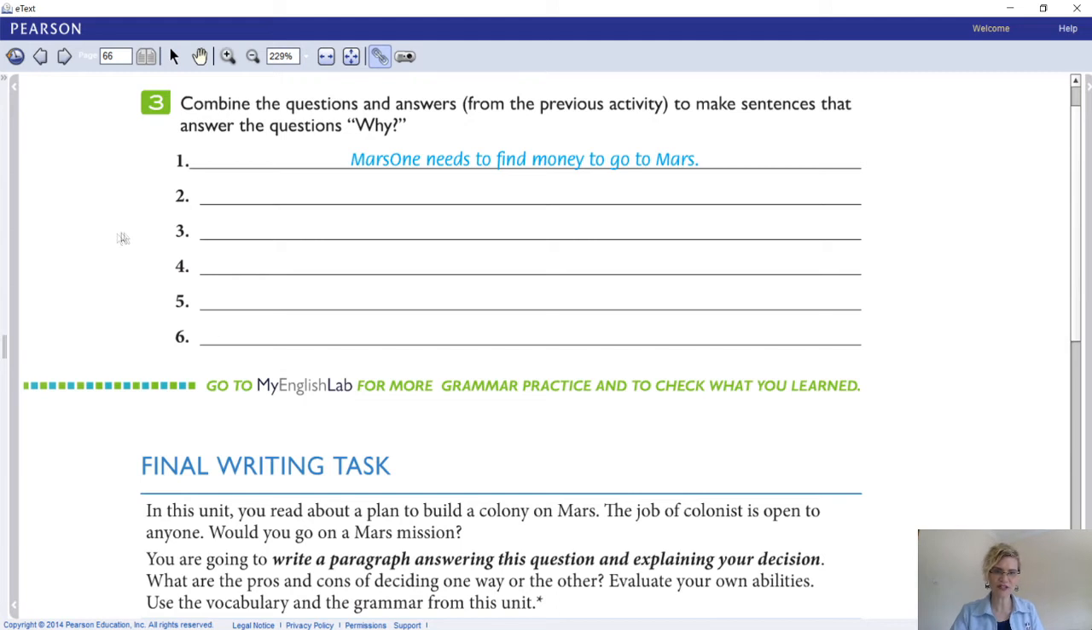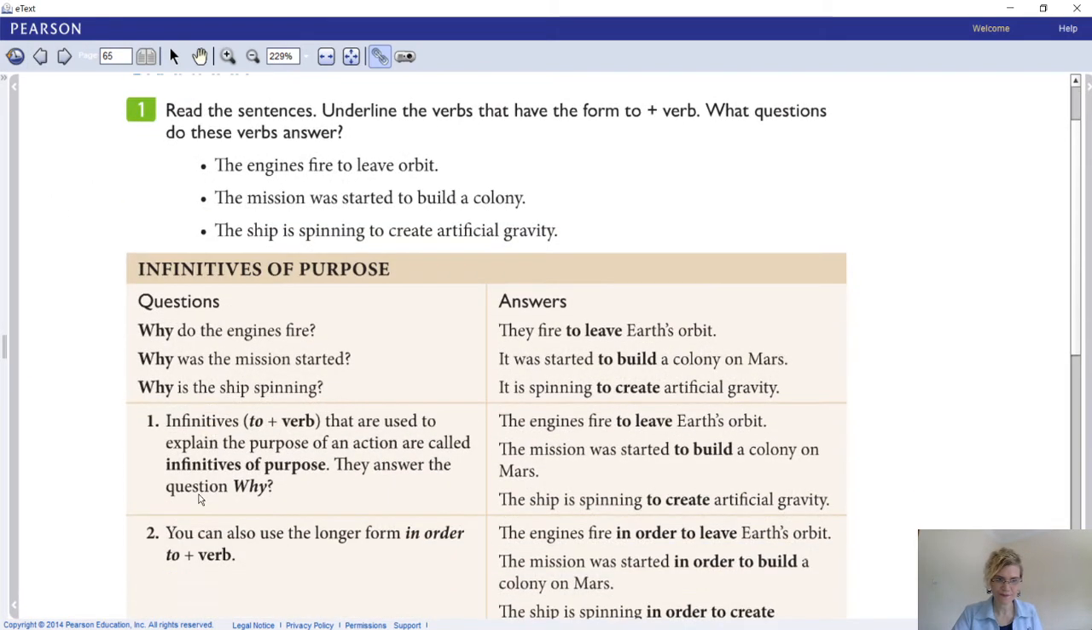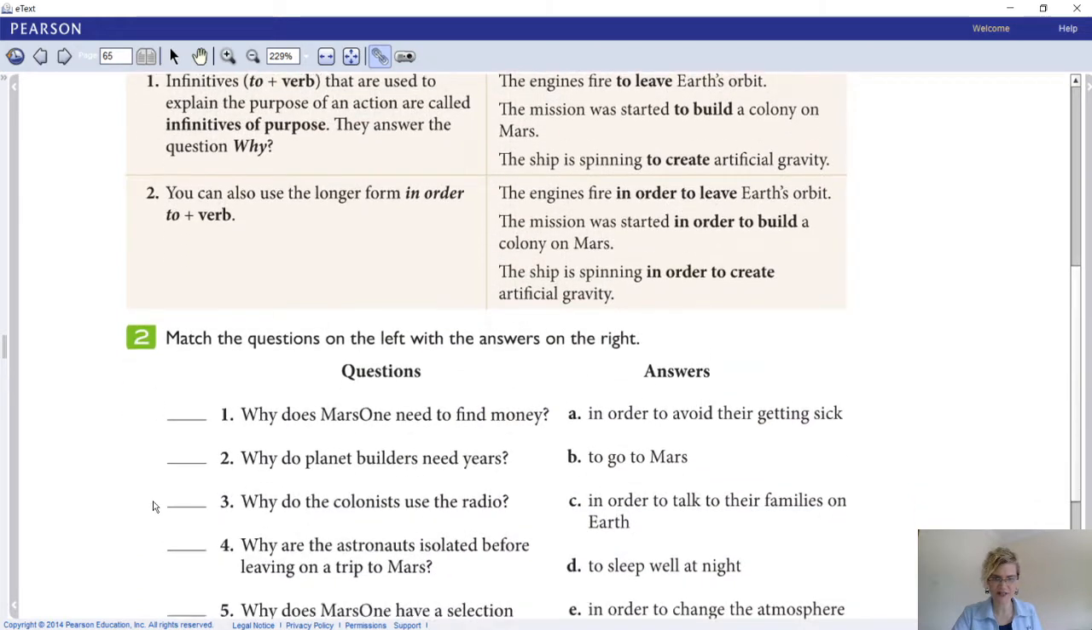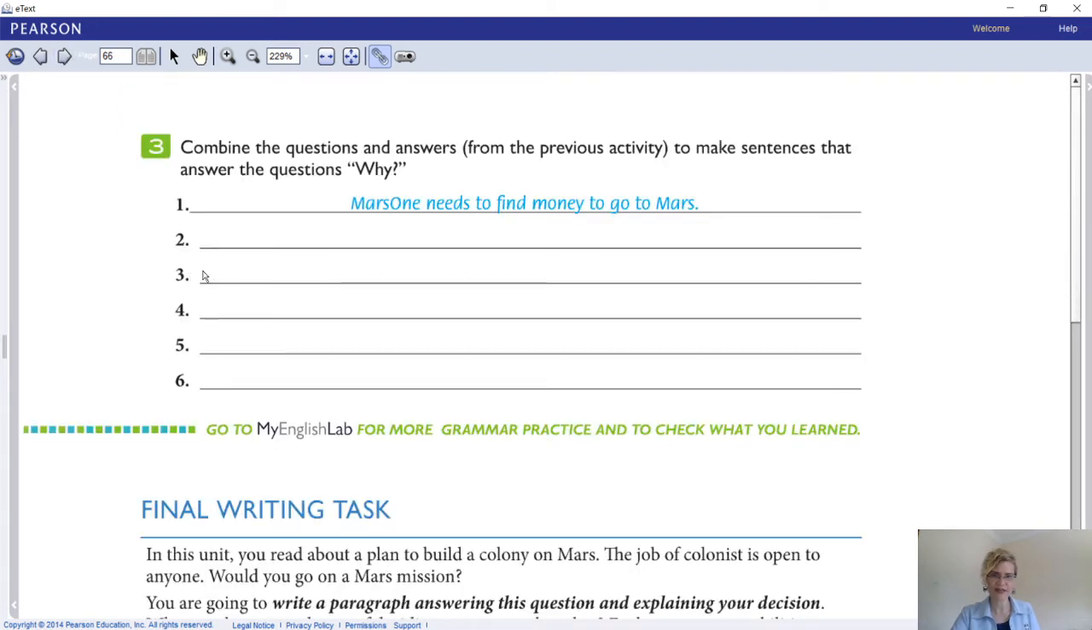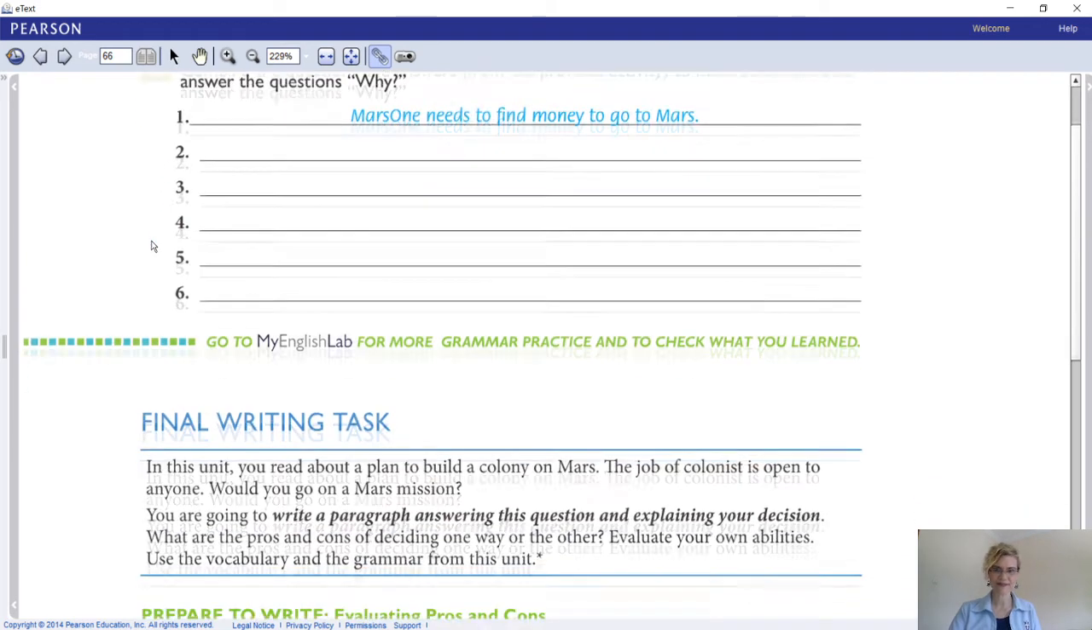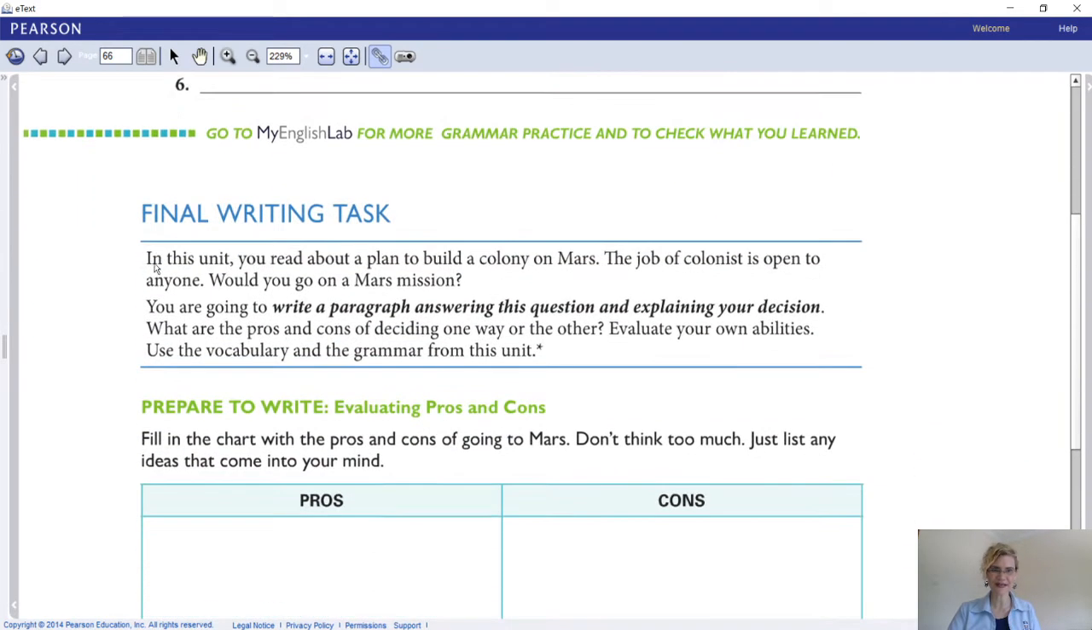Combine the questions and answers from the previous activity to make sentences that answer the question why. So looking at the first one, you can look here at the questions. Why does Mars 1 need to find money? And then we've got the answer, and here you create it into a sentence. Mars 1 needs to find money to go to Mars. So number 3 here is connected to the former activity. Pause your video to do this. Go ahead.